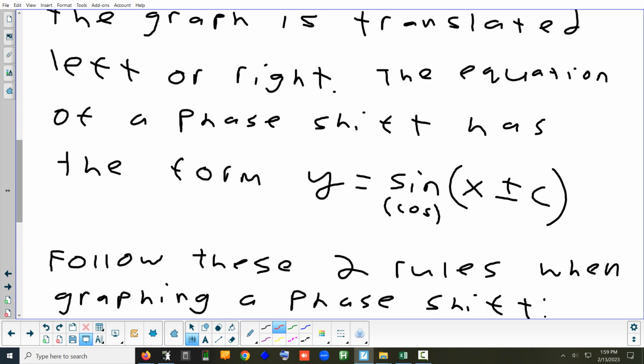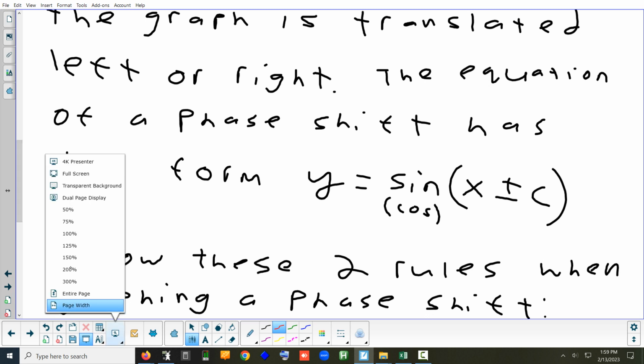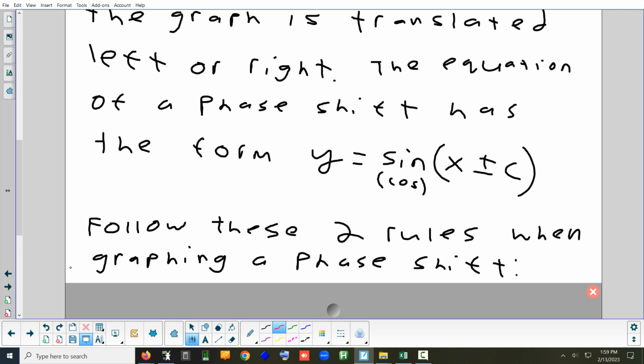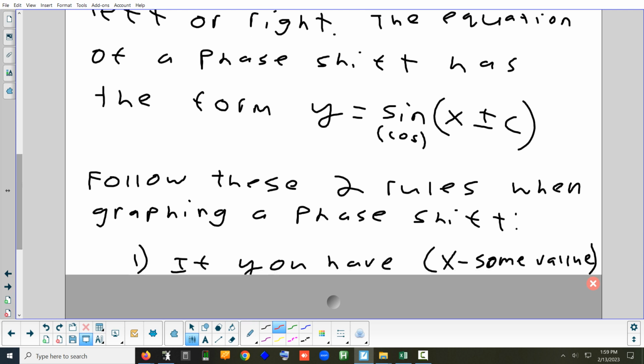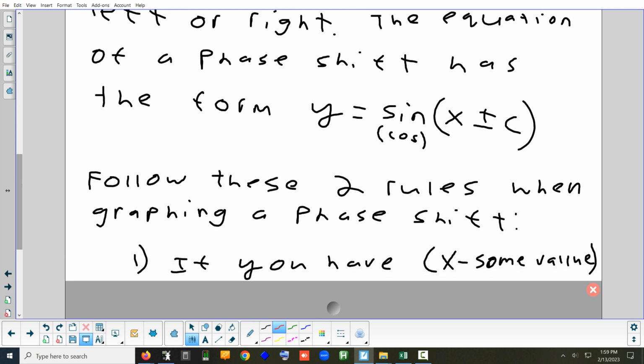So you guys pretty much already know the two rules about when it shifts left and when it shifts right. I just asked you all. And we've talked about them a lot when we've done other kinds of transformations. But I'll put them up here again just in case anyone needs them. All right, so what if in parentheses it says x minus a value?